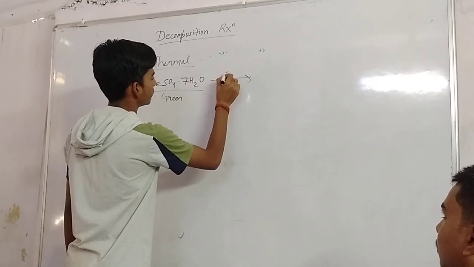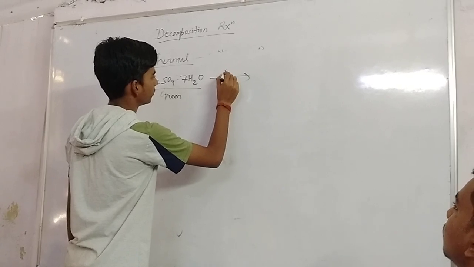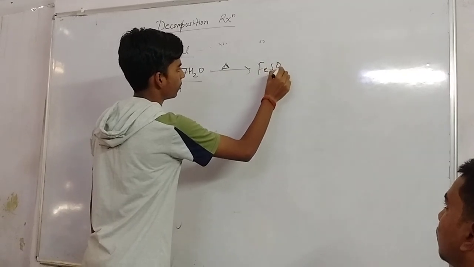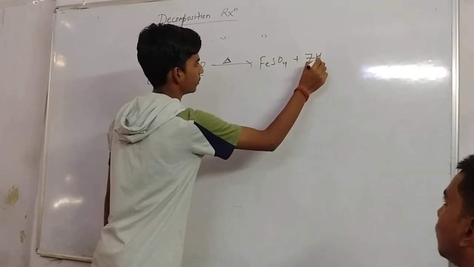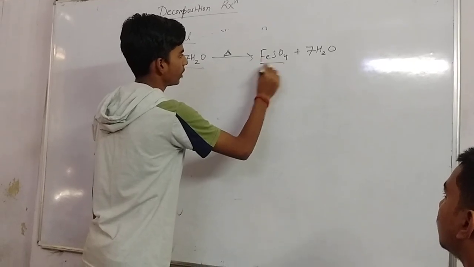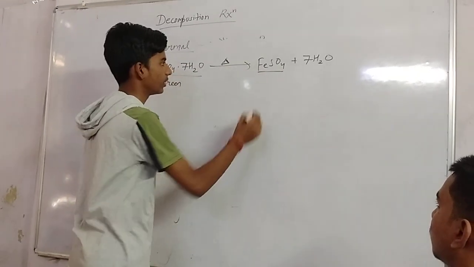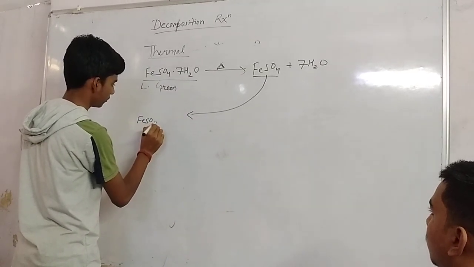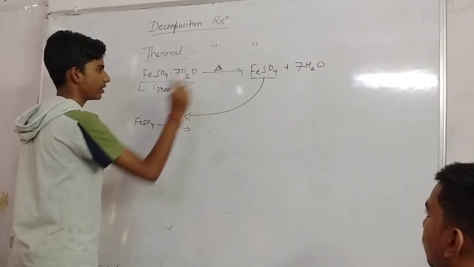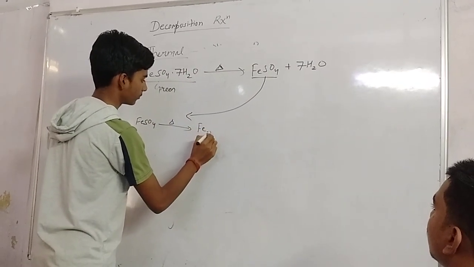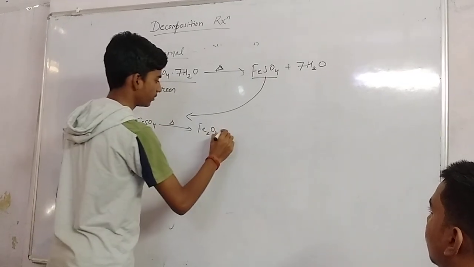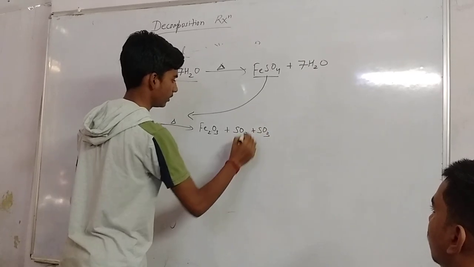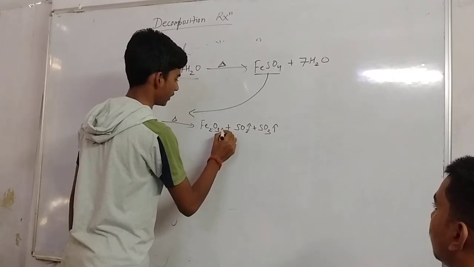So when we supply heat, which is represented by delta, it will break down into FeSO4 plus 7H2O. This is called anhydrous ferrous sulfate. Further, if we provide heat to anhydrous ferrous sulfate, it will form ferric oxide plus SO2 plus SO3. These two will evolve in the form of gases and this will be solid.